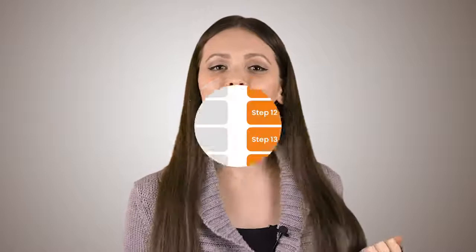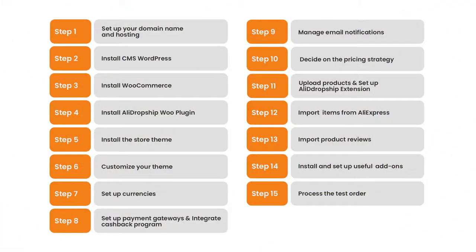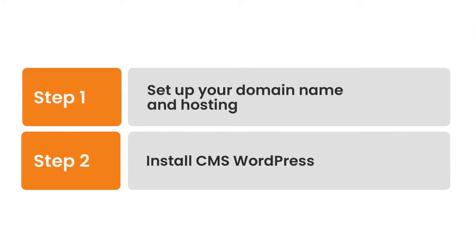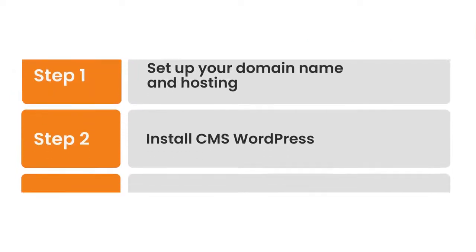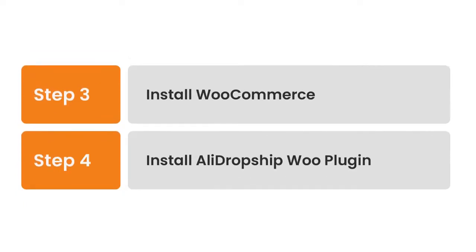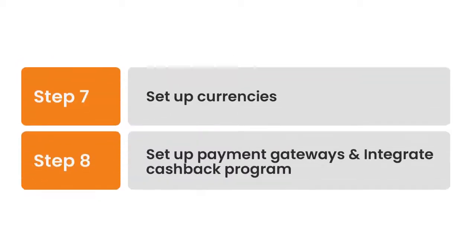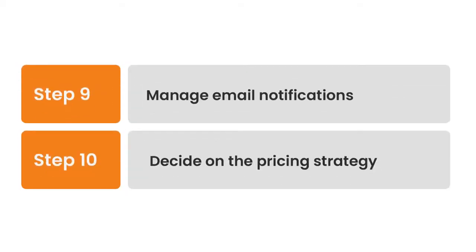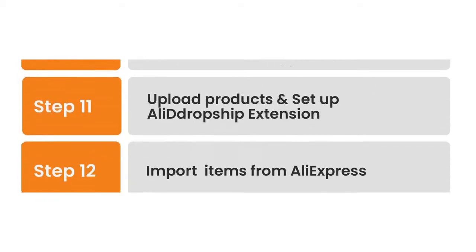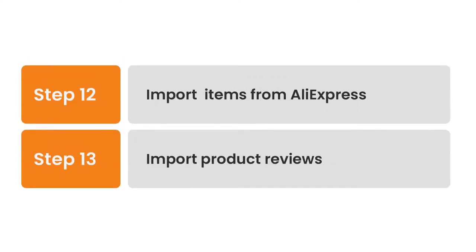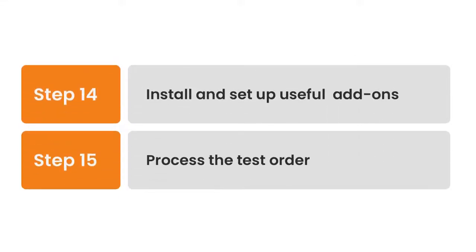We'll walk through the first 15 steps to your dream store together. You will find this list with timestamps in the description. First, we will get the domain and hosting, then install WordPress, WooCommerce, and Alidropship plugin. After that, we customize the store appearance. Then we add payment gateways and set up email notifications and pricing formulas. In the next step, we will add products with reviews from AliExpress. Finally, we will set up some helpful add-ons and process a test order.